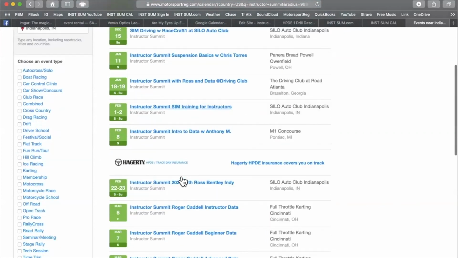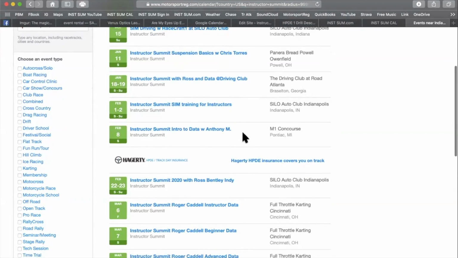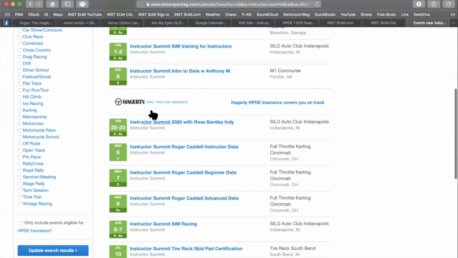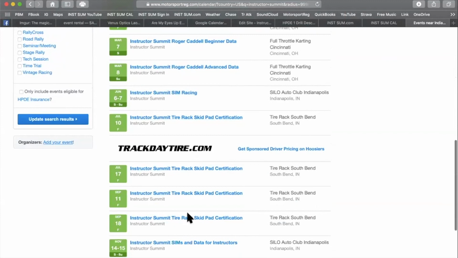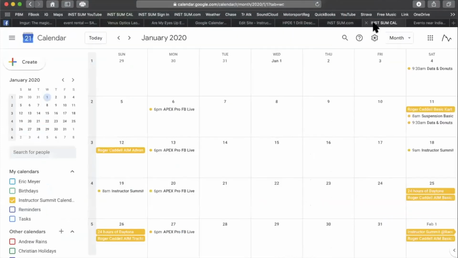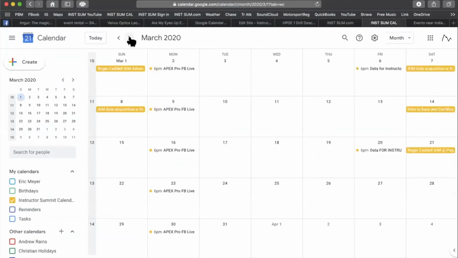Here's another sim event. Here's Anthony in M1 at teaching data. Him and I are going to have a fun time. Here is the flagship event. February, we're expecting 150. Here's Roger Cadell events. Here's more sim. Here's skid pad. You get the idea. That information is in a new Google Calendar, and I'll put a link below in this Instructor Summit calendar. Every time you see something yellow is an opportunity for an instructor to learn or a data event. And as you can see here, this is getting populated pretty much every weekend.